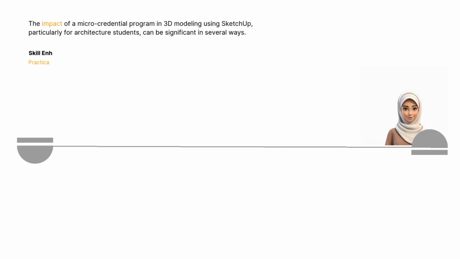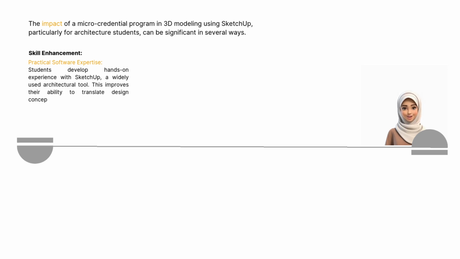The impact of a Micro Credential program in 3D modeling using SketchUp, particularly for architecture students, can be significant in several ways. Skill enhancement. Practical software expertise. Students develop hands-on experience with SketchUp, a widely used architectural tool. This improves their ability to translate design concepts into 3D models, crucial for architectural presentations and design work.